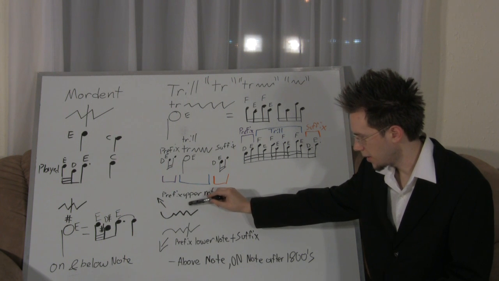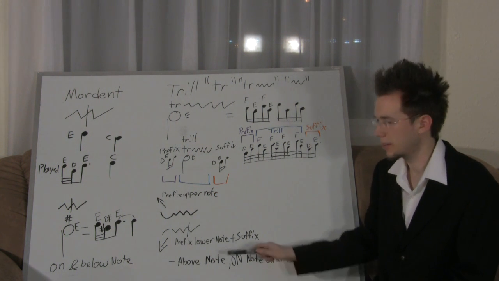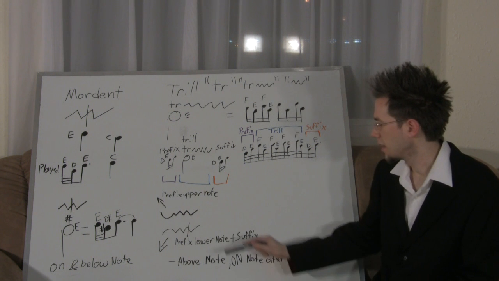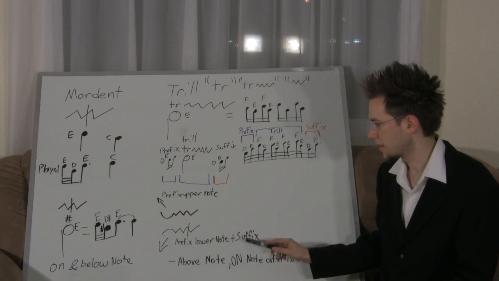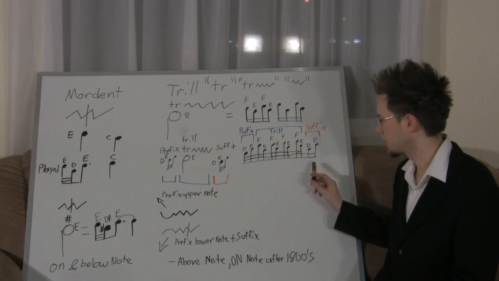Now, you can also add another line through here. This is where the exception comes into play. You can add the line, and now it actually ends with a suffix. And suffixes almost always go down, okay?